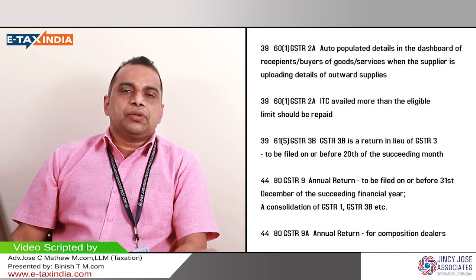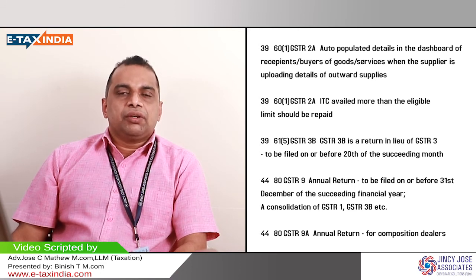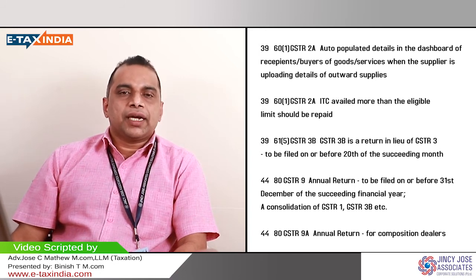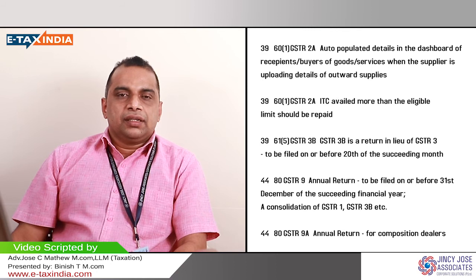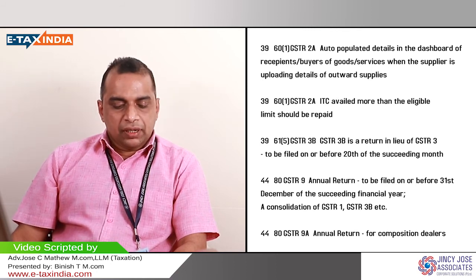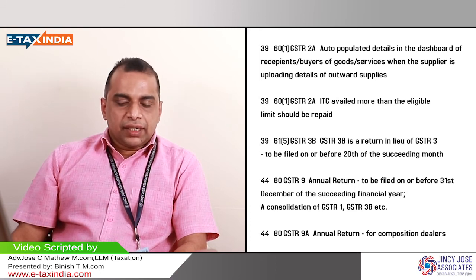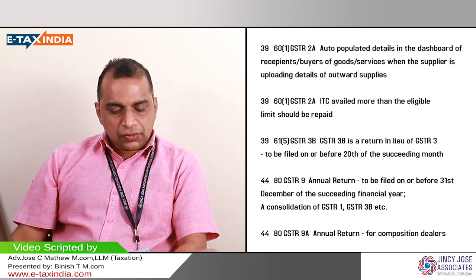For that purpose, they have to take a separate registration as an input service distributor under GST law. Then only they can issue an ISD invoice. When the head office uploads the ISD invoices, the credit will be shown automatically in the dashboards of the branches as a part of their GSTR 2A. So the input service distributors have to file a return in form GSTR 6.